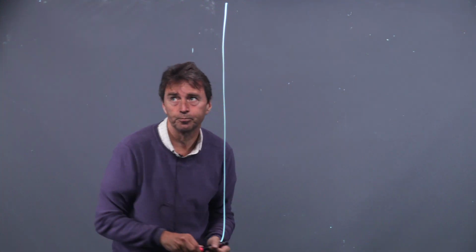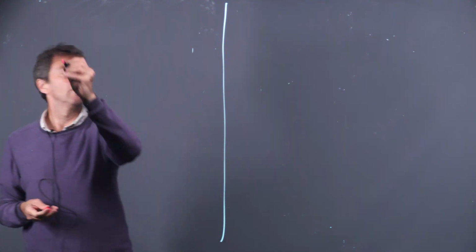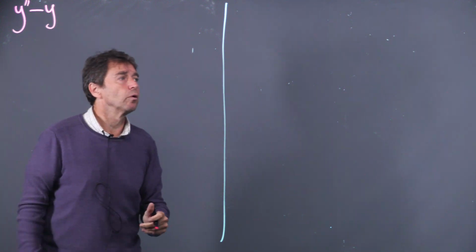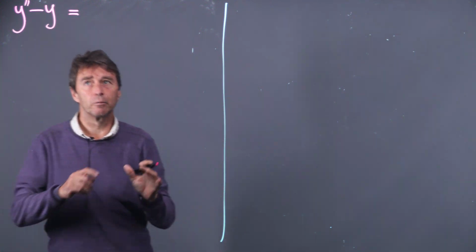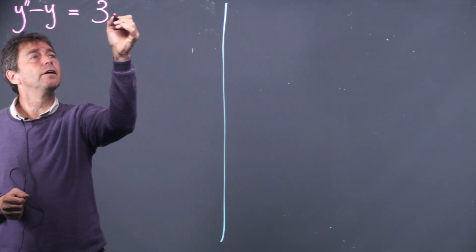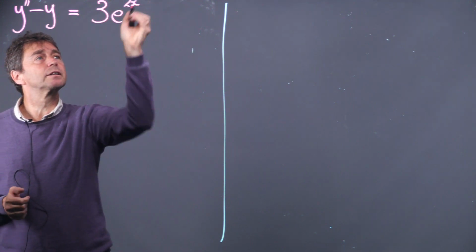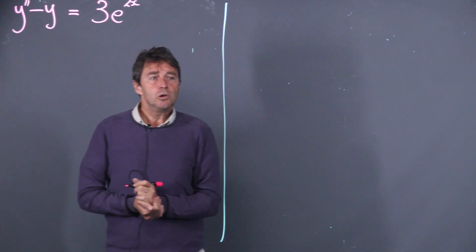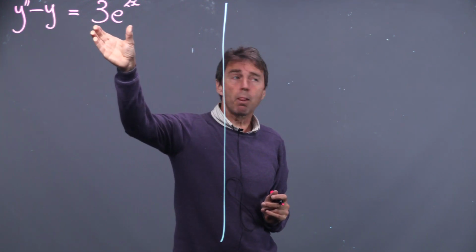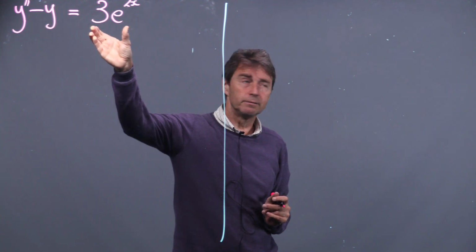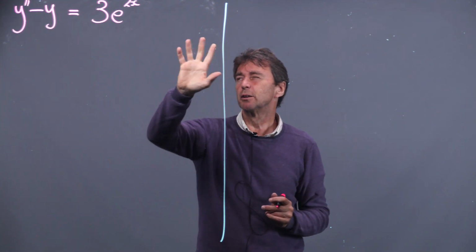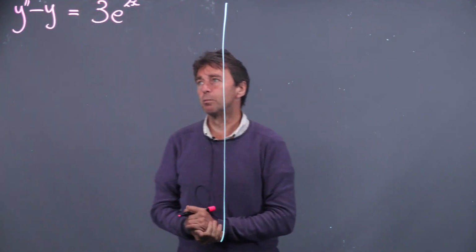Okay, so let's try y double prime minus y is equal to, and then we'll do a bunch of different f of x's. Let's start with 3 e to the 2x. So the way that we're going to do that, we'll do this example, then we will replace that function with something else, and then with something else, and then with something else. So each time, the left-hand side will be the same.